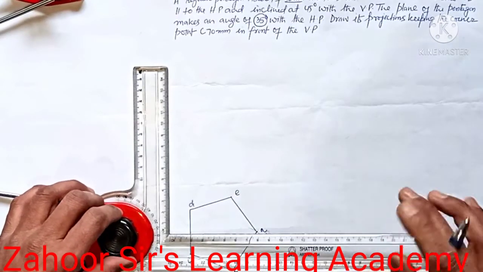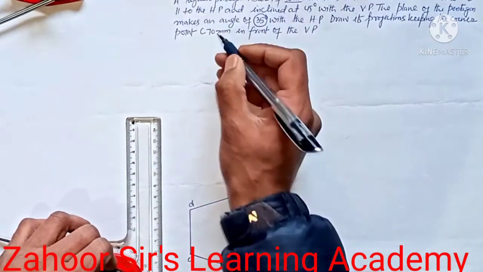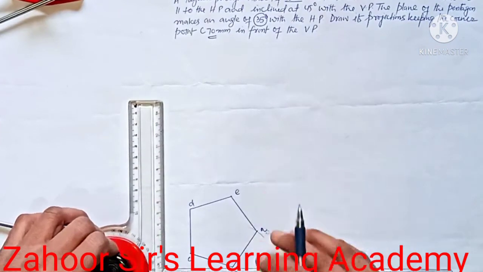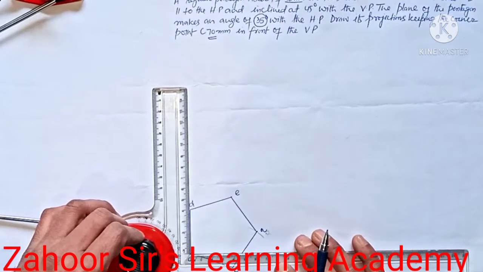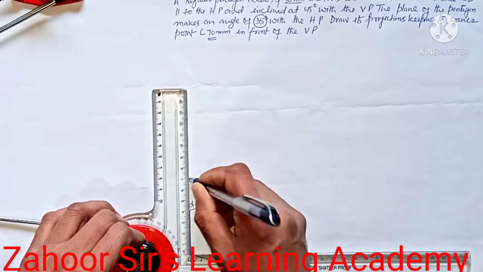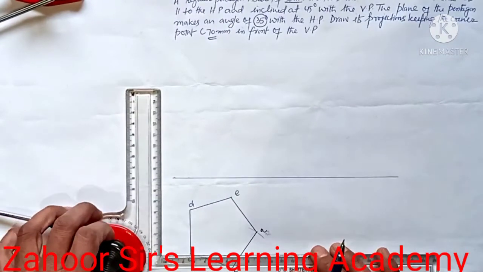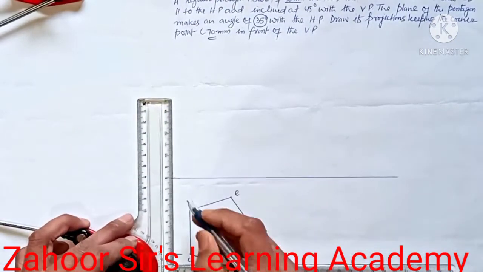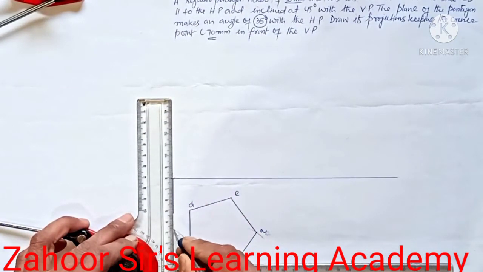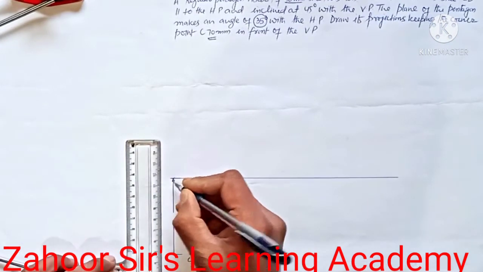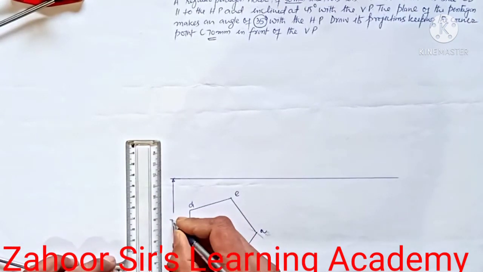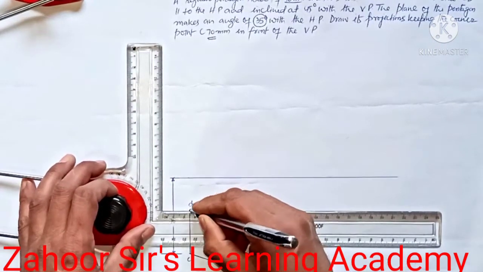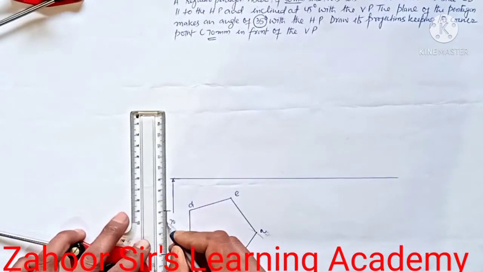The second thing said in the question is that point C is 70 mm in front of VP, so it will be seen in HP. From point C I'll measure 70 mm. I will draw the XY line. The distance from point C to the XY line is 70 mm, and the side of the pentagon is 40 mm.